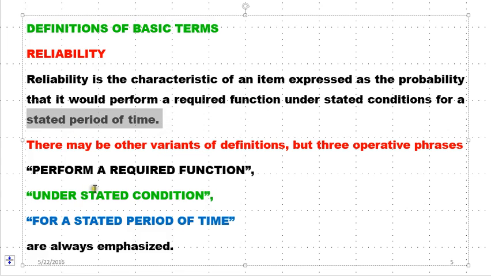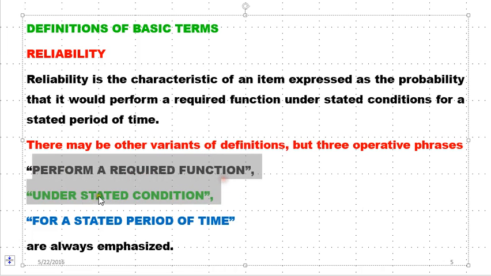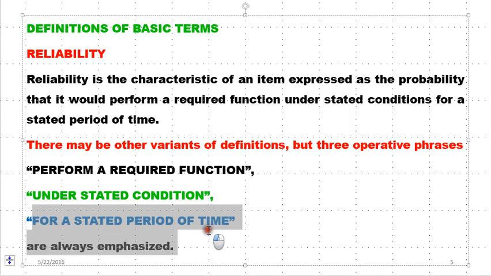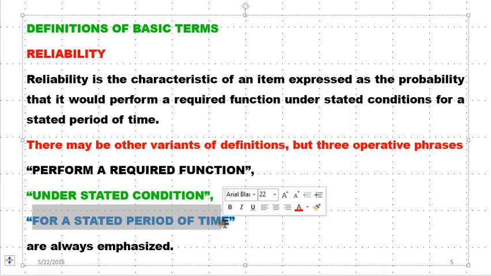What we are saying here is that we can have different types of definitions of reliability, but these key phrases, performing the required function under stated conditions for a given period of time, are always emphasized. So the reliability of any product is the probability that it will do the required function under stated conditions for a given period of time.